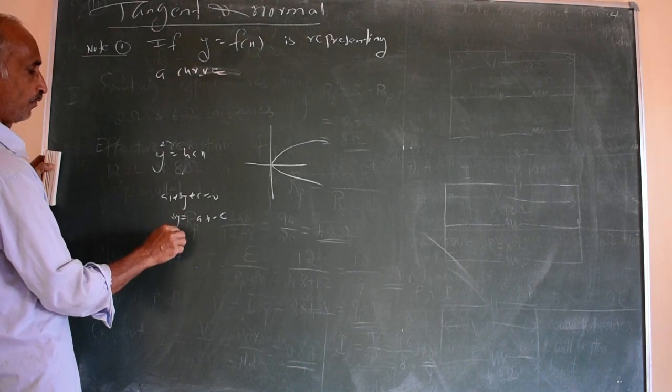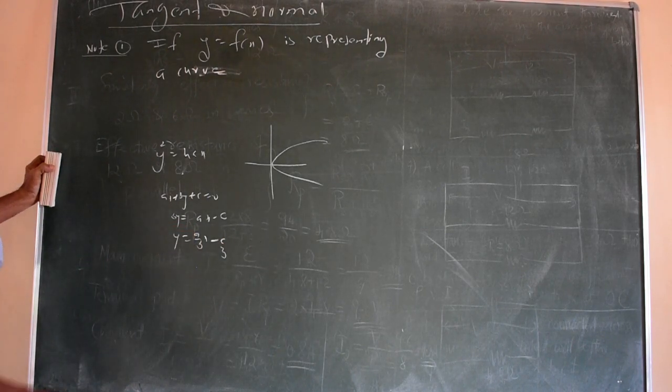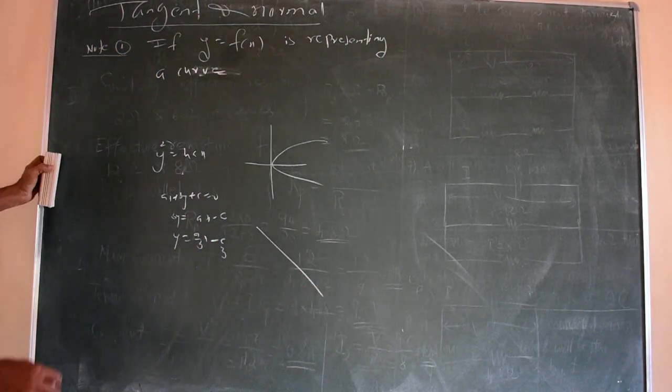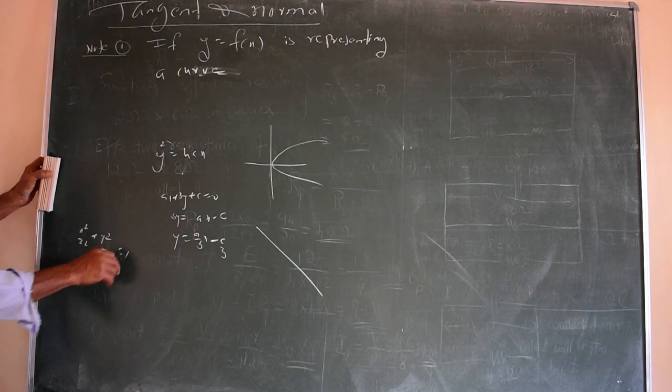So ax plus by plus c is 0 means by is equal to minus ax minus c, therefore y is equal to minus a by b x minus c by b, which is y equals f of x, representing a straight line.